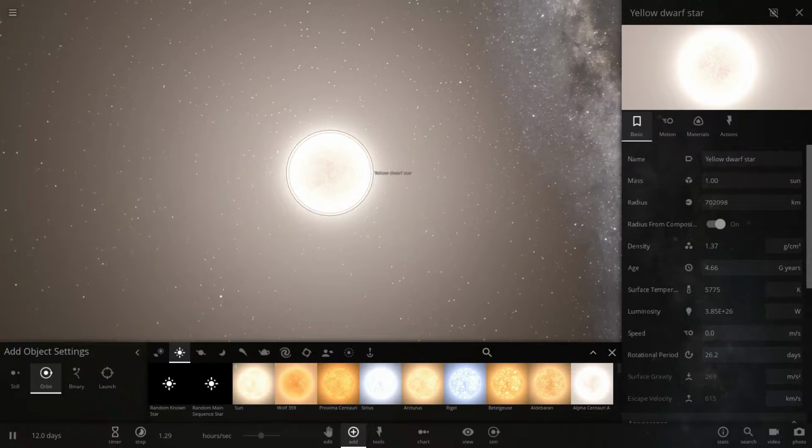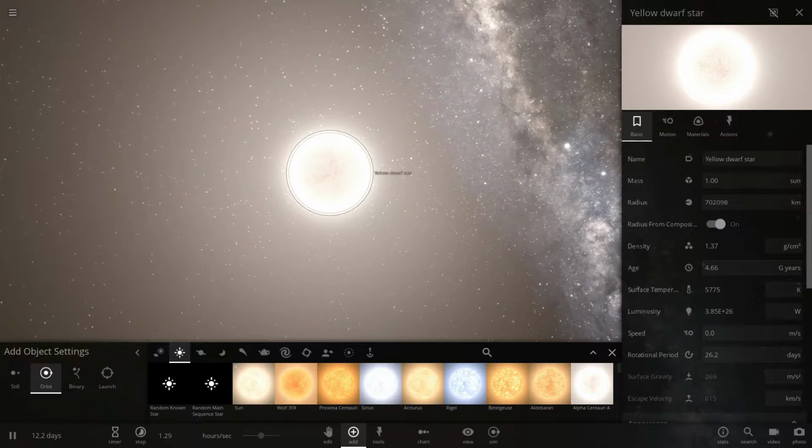So let's move on to yellow dwarf. So we are at yellow dwarf. Yellow dwarf is the star that we see in the sky every day. That's it. Yellow dwarf ranges from about 5,000 degrees surface temperature to nearly 6,000 degrees Celsius.